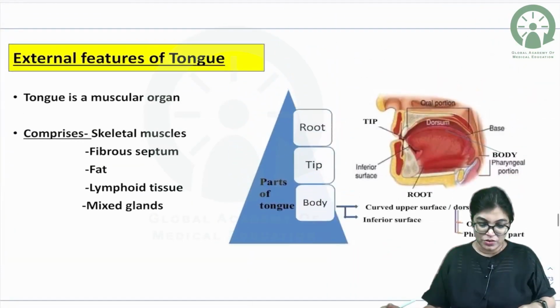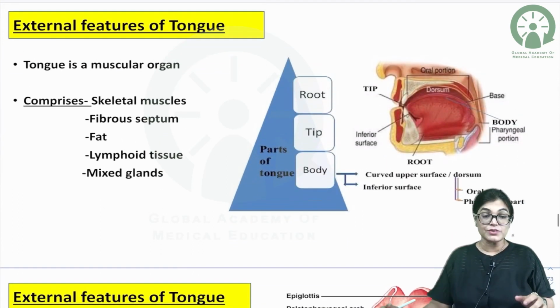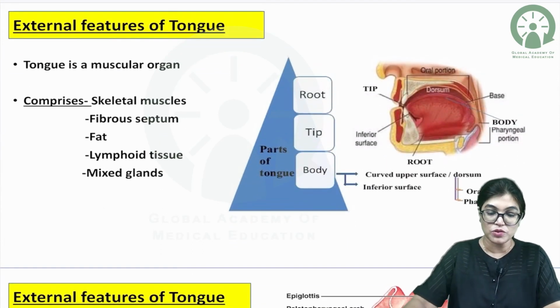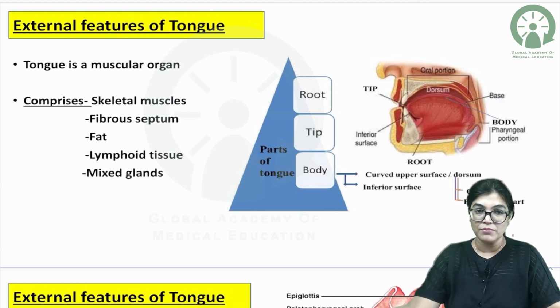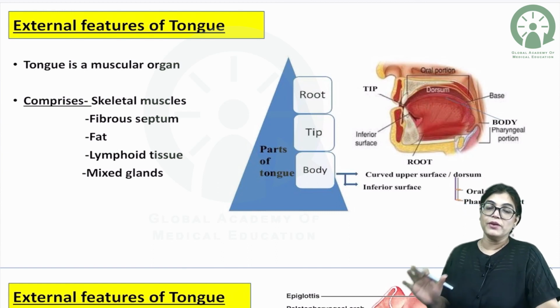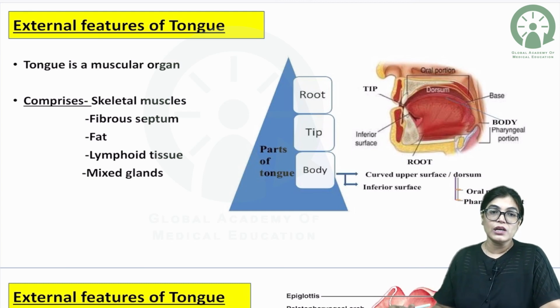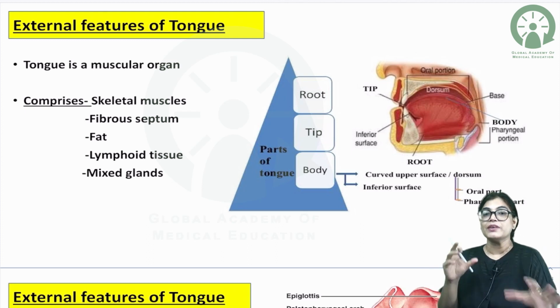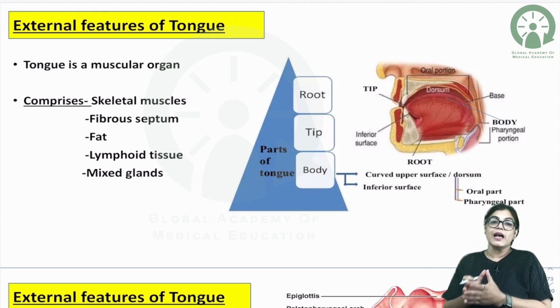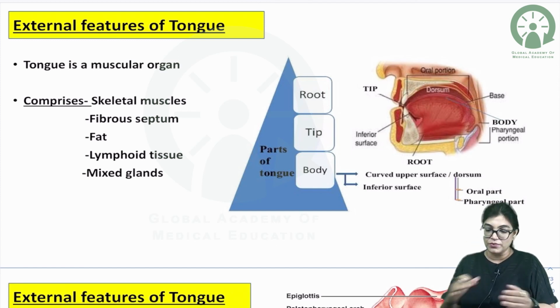Now, I would also like to tell you about the next important topic, because this has been asked so many times in your examination, that is the tongue muscles. Tongue is a muscular organ having skeletal muscle, fat, lymphoid and mixed tissue. It has a tip and a dorsum aspect, and we have to know the structures lying in the dorsum of the tongue, the muscles of the tongue, the action of the tongue and the nerve supply of the tongue.